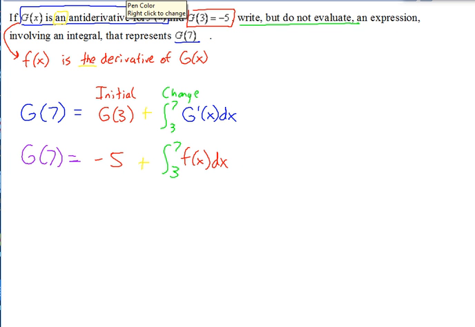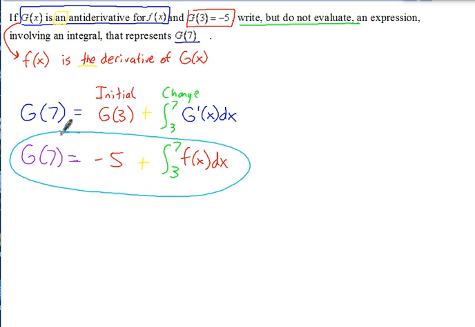And so it says write but do not evaluate, an expression involving an integral that represents g of 7. And we just don't know. We don't have to work it out because we can't work it out really. We don't have the equation for f of x, and we don't have the graph of f of x either.